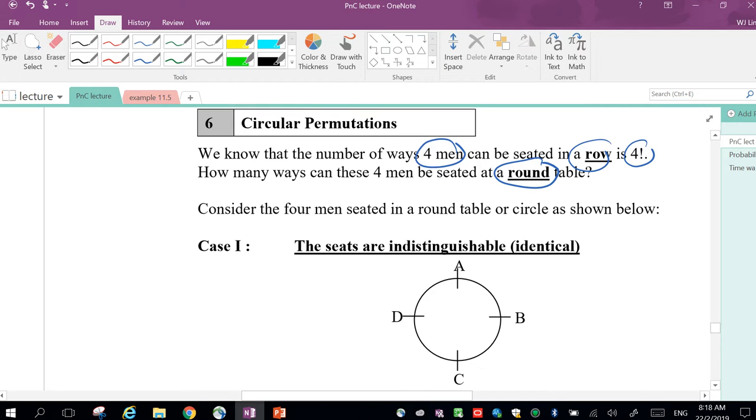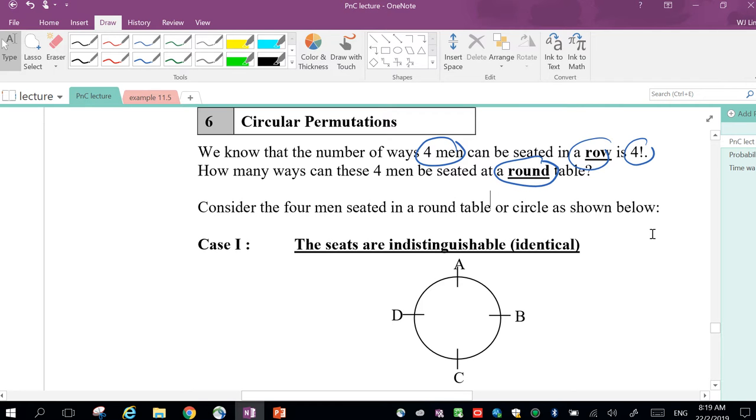When it's in a round table, we consider a small case first. Let's say 4 people. If you want to consider 10 people in a round table, it's very hard to see the pattern. So we start small. In math, we start small first and then we generalize. So this is the technique.